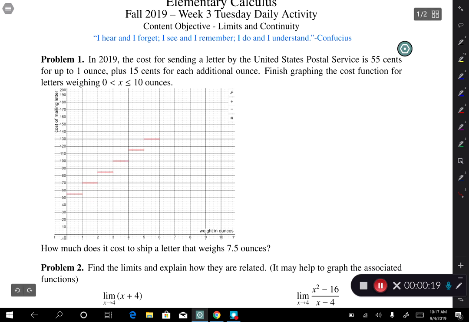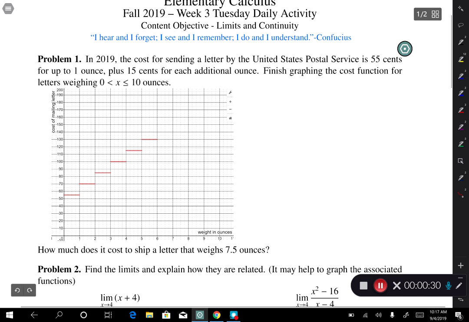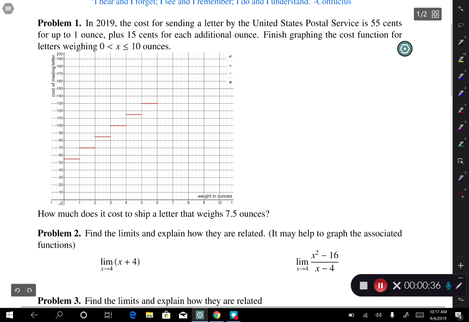Okay, so problem 1 says in 2019 the cost of sending a letter by the United States Postal Service is 55 cents for up to 1 ounce, plus 15 cents for each additional ounce. The problem asks us to finish graphing the cost function for letters weighing between 0 and 10 ounces. Here are the first few pieces of this piecewise function.